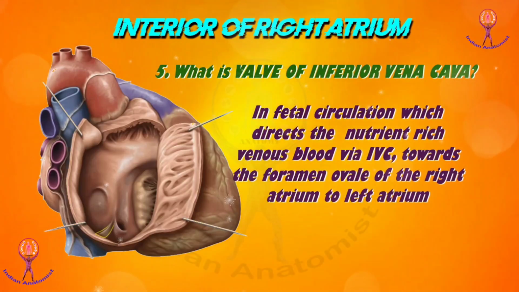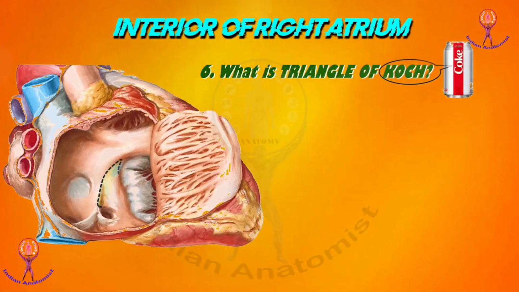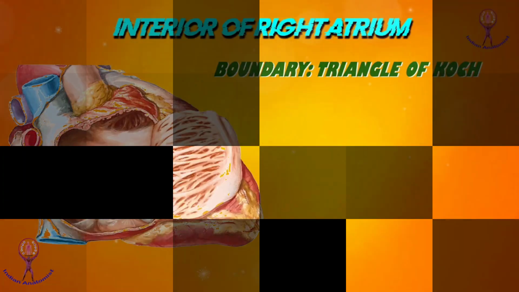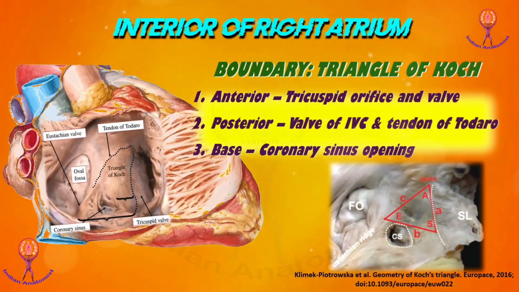Finally, the left-out feature is the triangle of Koch. Koch's triangle is an anatomical area containing the atrioventricular, or AV node. Because it is a triangle, it has its own boundaries. Simultaneously, please see the illustration for easy understanding. They are anteriorly the tricuspid orifice and its valve, posteriorly the valve of the inferior vena cava and the tendon of Todaro, which is a part of the fibrous skeleton of the heart, and the base is formed by the opening of the coronary sinus. Dear medicos, we have completed the external and internal features of the right atrium of the heart.